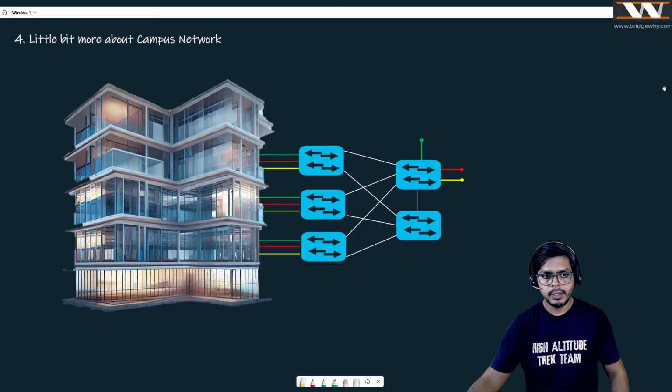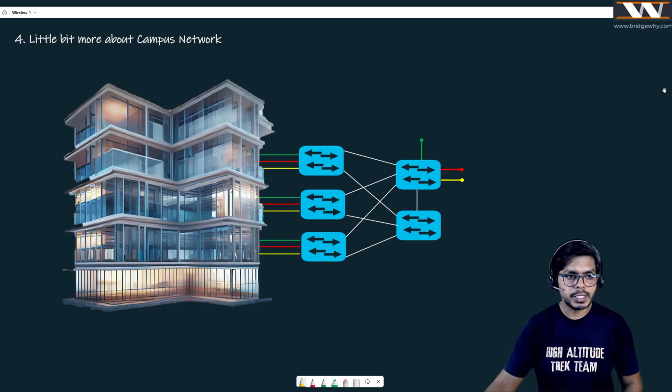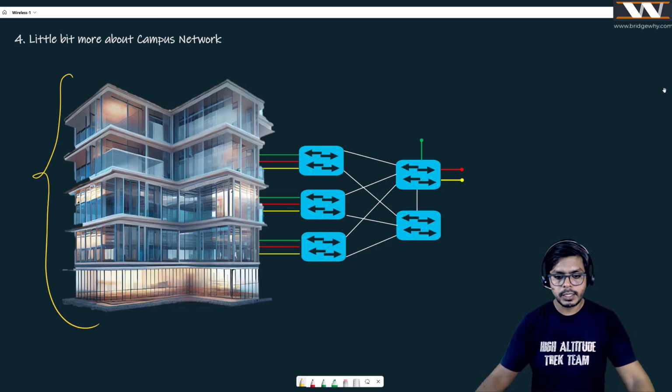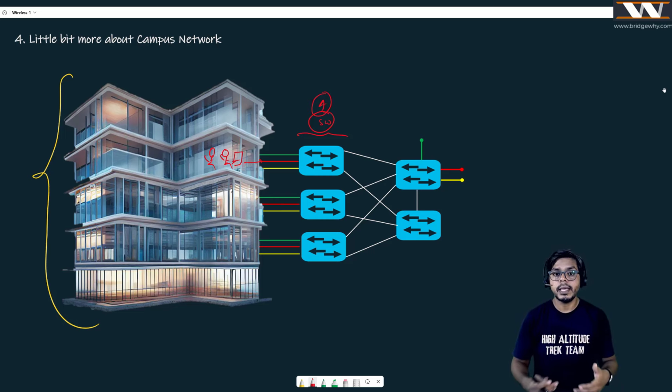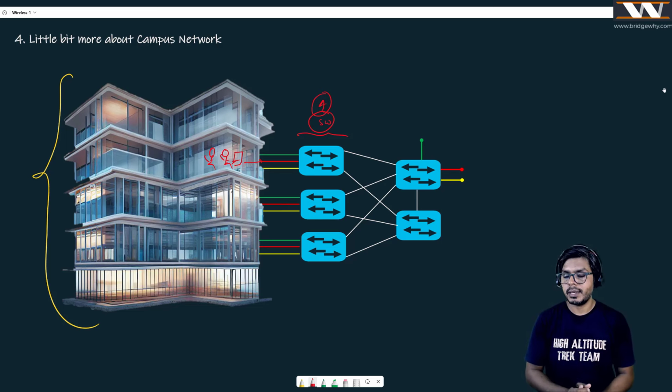In the Delhi campus, we have this big building, and in this building, we have lots and lots of users who come here and work. But right now, there is no wireless. What we do is connect this laptop to this cable, and this cable goes to a switch, and this switch is known as the access switch. Why access? Because I am getting access to my network through the switch. As simple as that.